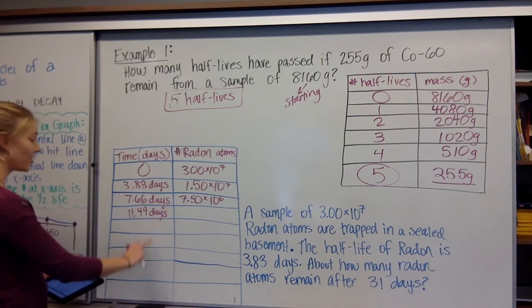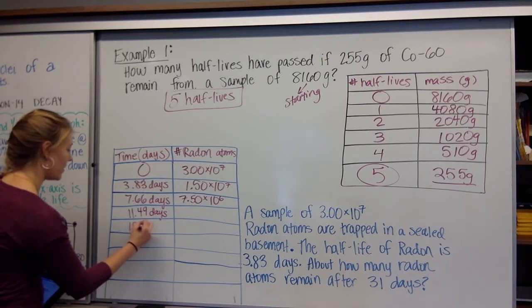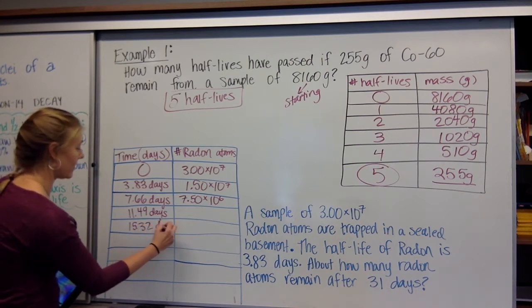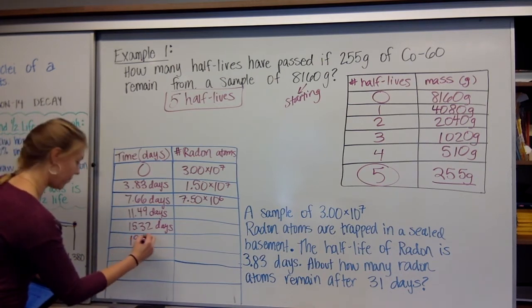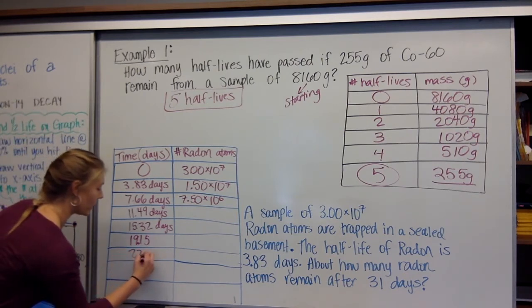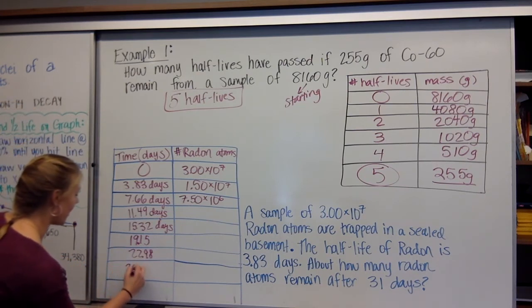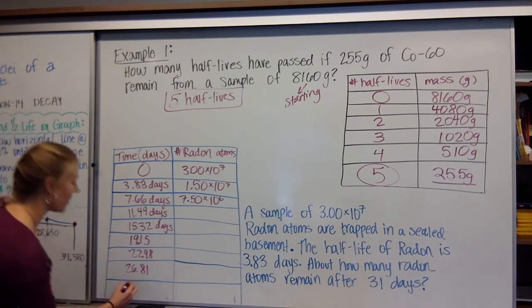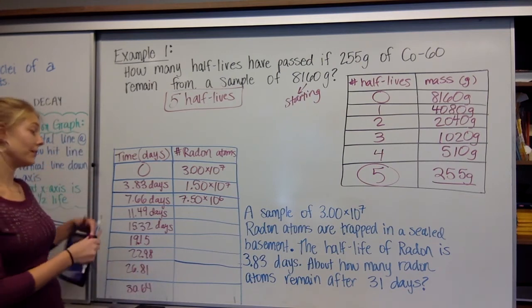Right? And I can actually just go all the way down until I hit about 31 days. So, another 3.83 days passes, and I'm at 15.32 days. I don't have to keep writing days. Another half-life passes, and I'm at 19.15 days. Another half-life passes, I'm at 22.98 days. Another half-life passes, I'm at 26.81 days. Another half-life passes, 3.83 more days, and I'm at 30.64. That's pretty close to 31, so I'm going to stick with that, all right?